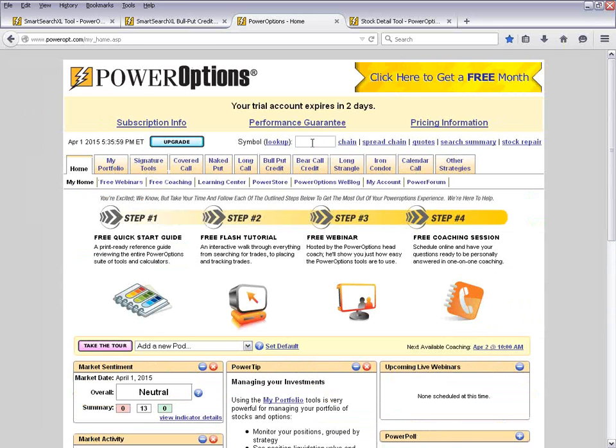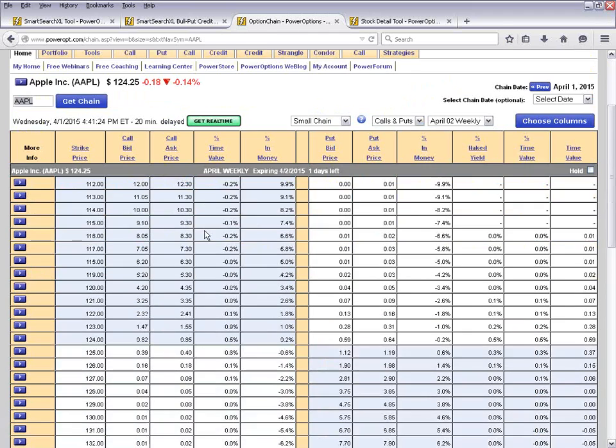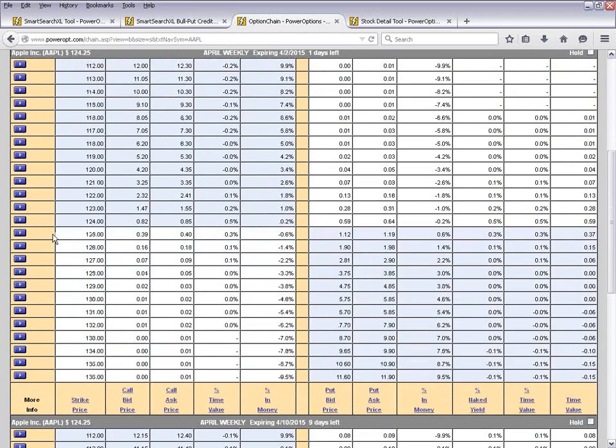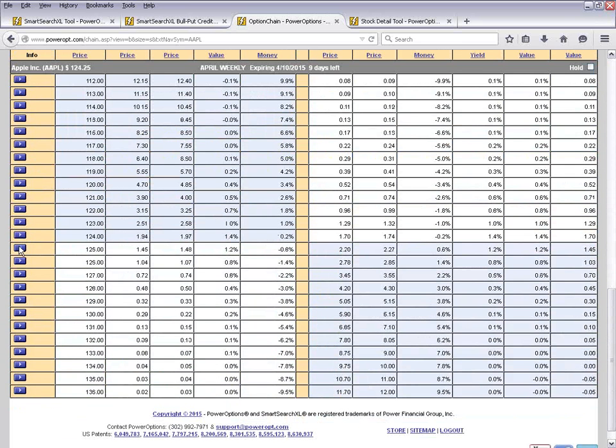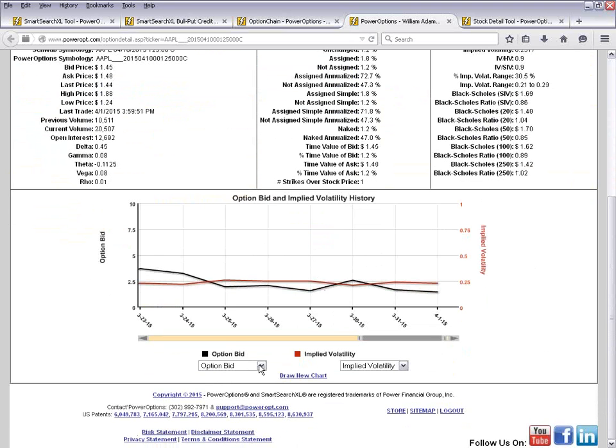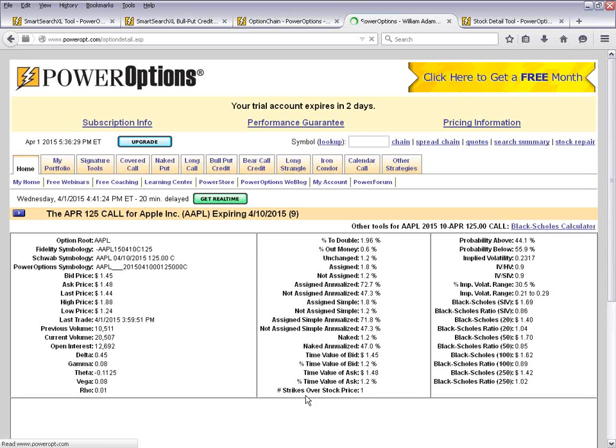let's take a look at, let's go to a chain here real quick for Apple. Let's just look at it. And I want to go ahead and look at, I'll take this option here, 9 days out. I'm just going to go to the call research tool very quickly. Okay, and down below here we have the comparison of the implied volatility versus the option bid. I'm going to change this chart to the implied volatility versus the stock price.